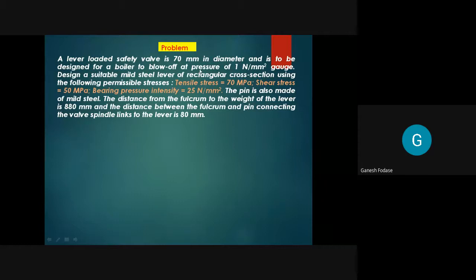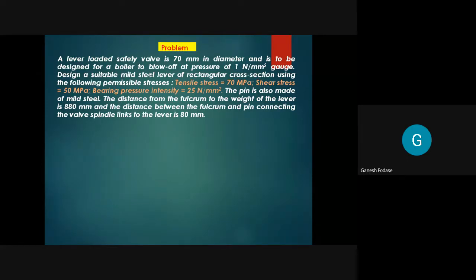So we're discussing diameter D and pressure P. Am I audible? Yes, sir. Okay, sorry for the disturbance. Then yes, we have to select a suitable material. In actual practice I have to select a suitable material, but in this case, it is given to you. That is mild steel.